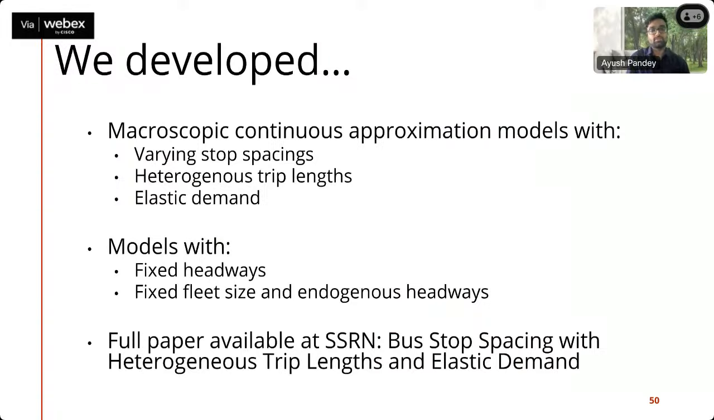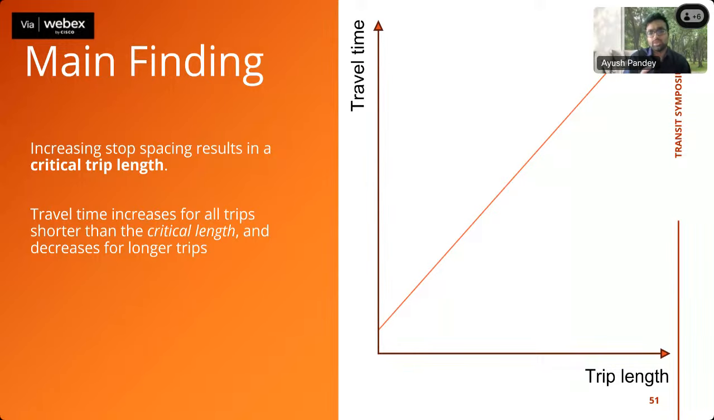So the key finding from this is that, say you have a stop spacing of S0, which is very small. So the time you have to walk to access a bus stop is very small, but you're very slow. So for a longer trip, your travel times are high. Now, if you change your spacing to some S1, which is greater than S0, you're going to see an increase in your access time. You're going to have to walk farther to get to the bus stop, but your speeds are going to go up. So if you have a very long trip, it now takes less time compared to when the spacing was S0.